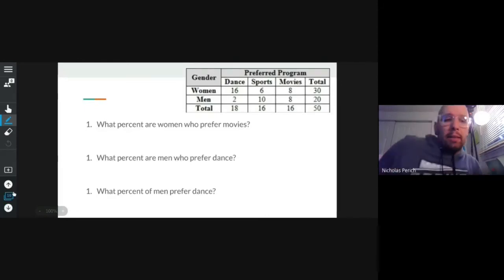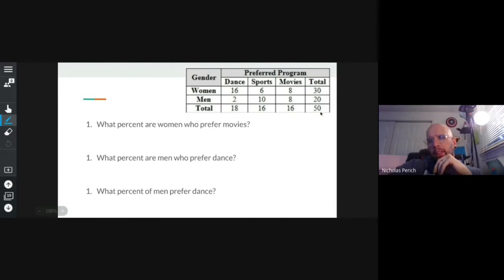Time to complicate things. You ready? I go up to 50 people and I ask them, all right, what's your gender? And they say, I'm a man. What preferred program would you rather do? Dance, sports, or movies? And they go, sports, because I'm a man. And then I go up to the next person. Hi, what are you? And they go, I'm a woman. And what do you prefer to do? Dance. And then I tally all that up.